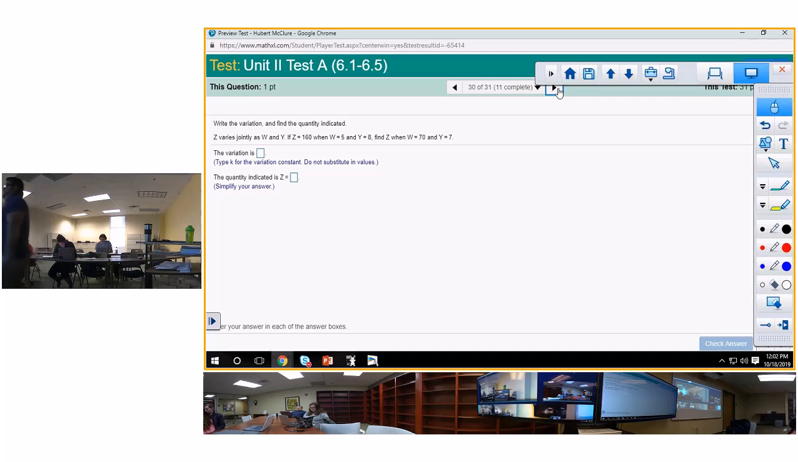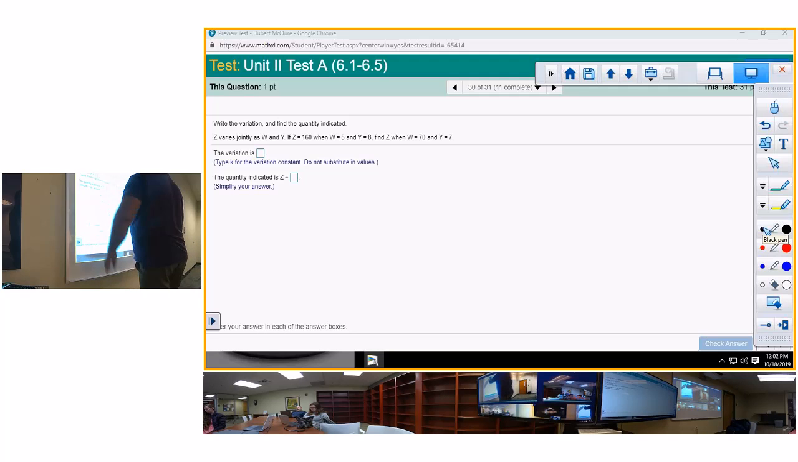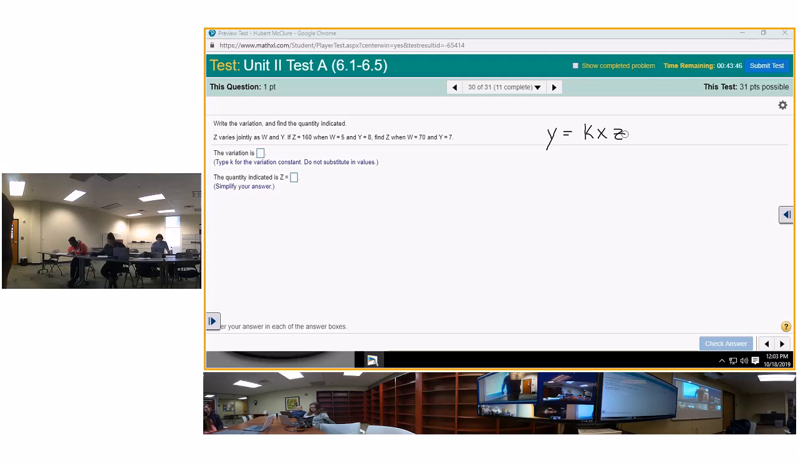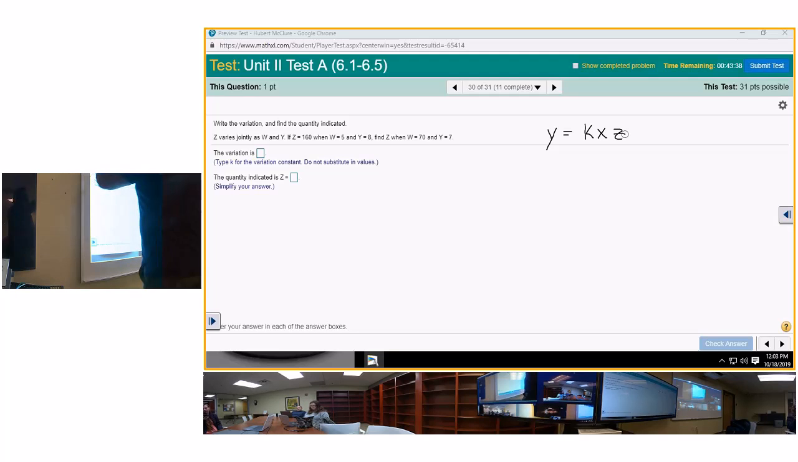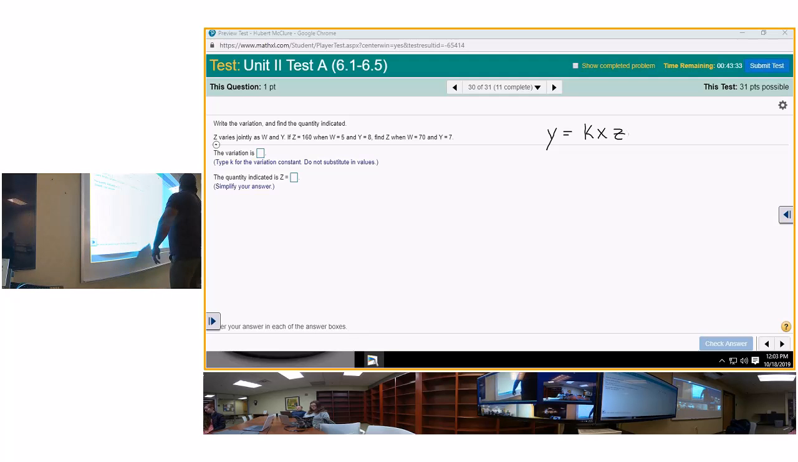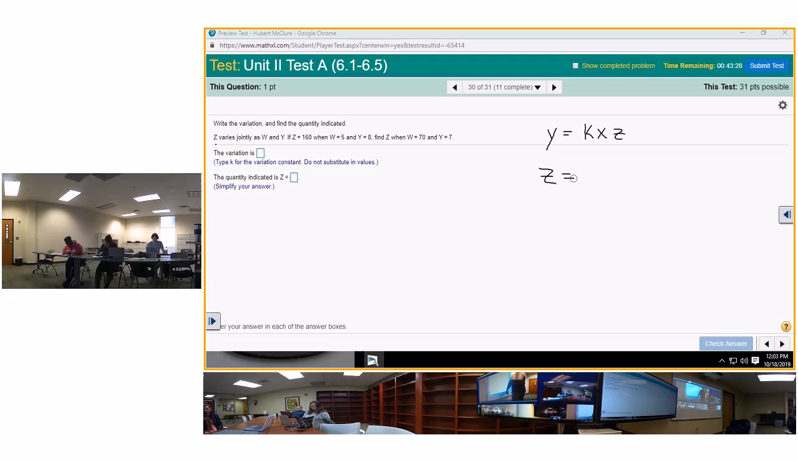So, Z varies jointly as W and Y. So what's our joint variation? Z is equal to K times W times Y. Which one comes first? We read from left to right. So Z will be replaced with what? Y, or Y will be replaced with Z. Which one never changes?